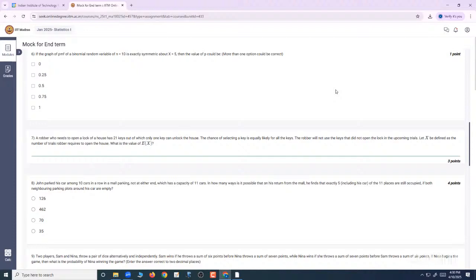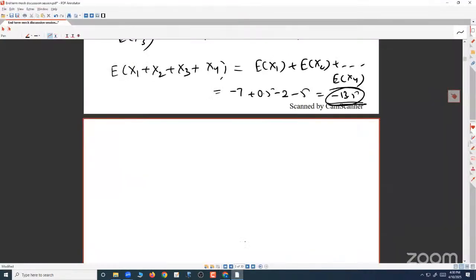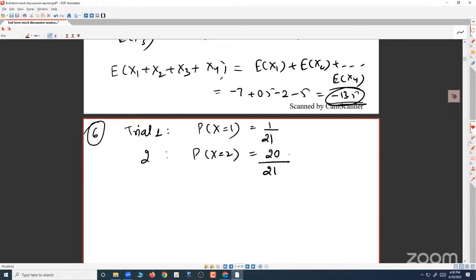It's a discrete thing only, but if you need more clarity, I can tell you. Let's say there are trials. Take my first trial. In the first trial, he got the key at the first attempt, so the probability would be 1 by 21, correct? Now, for the second trial, that means in the second attempt he got the right key. So the probability of x equals 2 would be what? 20 by 21 into 1 by 20.